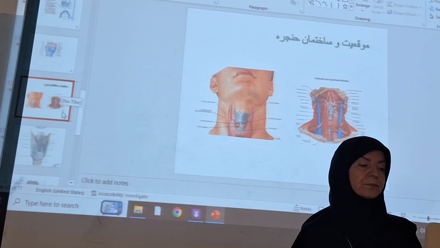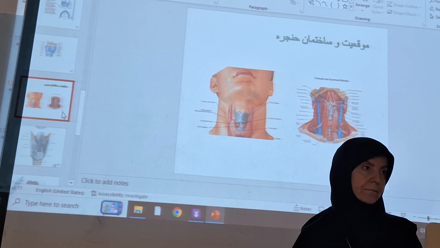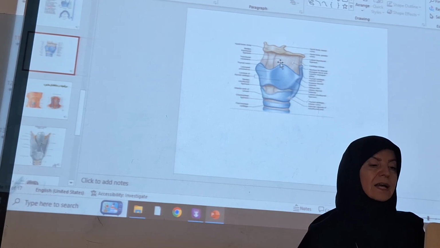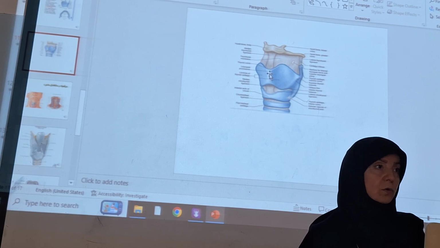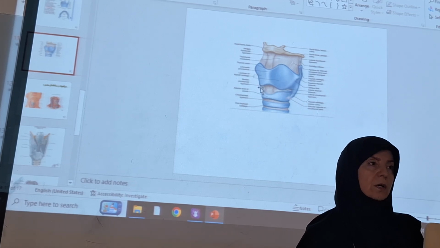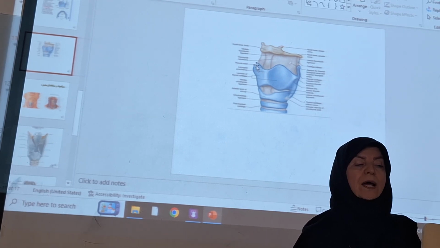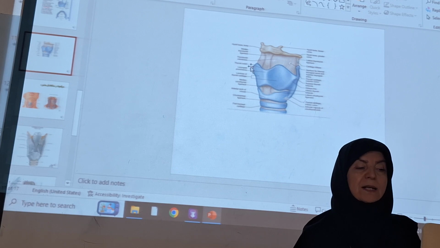Do you have any question? I just have one question. Why is it that where the superior notch of the thyroid cartilage is located, we say this is the inferior border? I told you, no, it is the superior border and here is the inferior border. The superior border is visible here and here I am able to show you a notch. This notch is visible in the superior border.